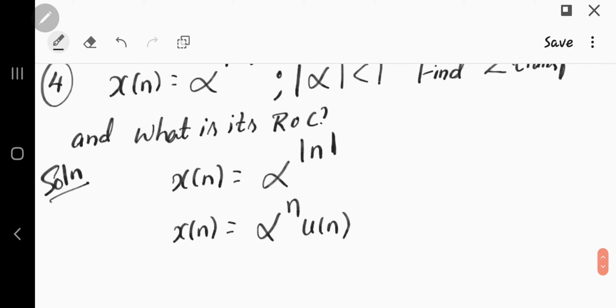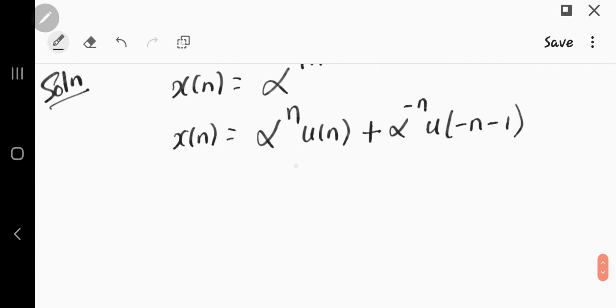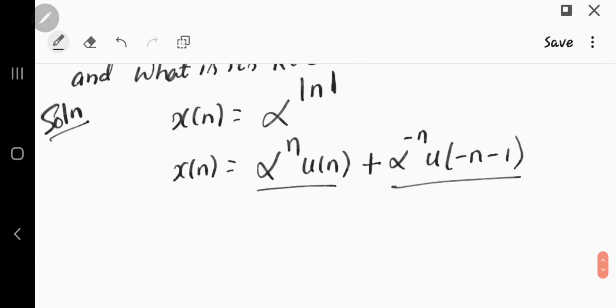That is the positive time sequence. If n takes a negative value, then it will be alpha to the power of minus n, and negative values vary from u of minus n minus 1. So this is only for minus infinity to minus 1, and this is from 0 to infinity. Combining these two, we have our x of n. This is for n taking positive values, and this one for n taking negative values. Mod n is there, so we have to combine both of them. I'm not going to plot that signal here because we don't know what alpha is.